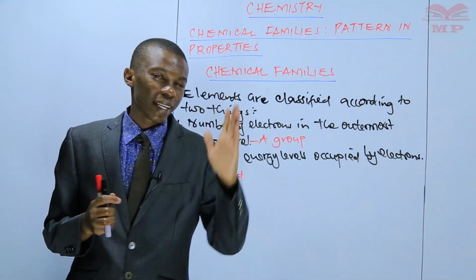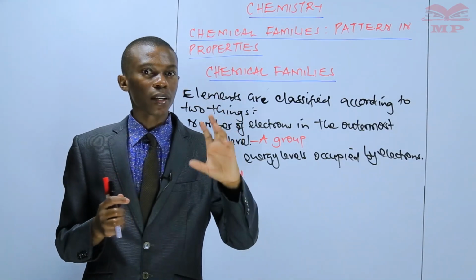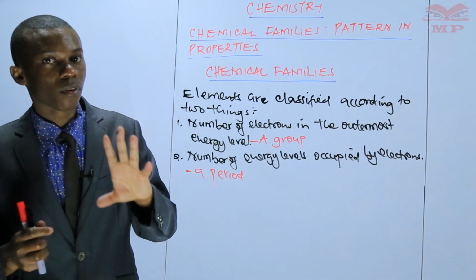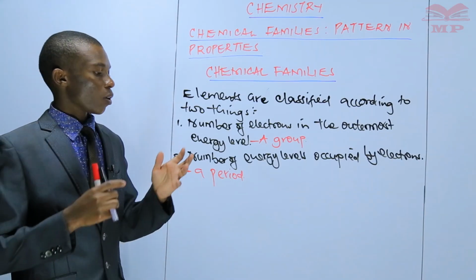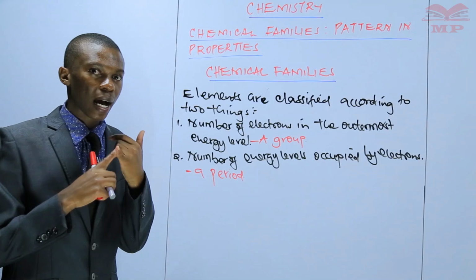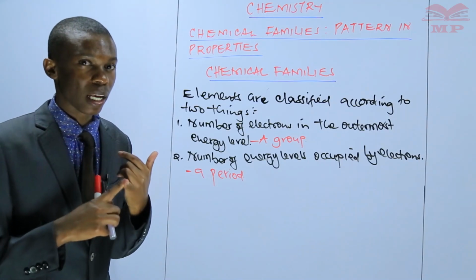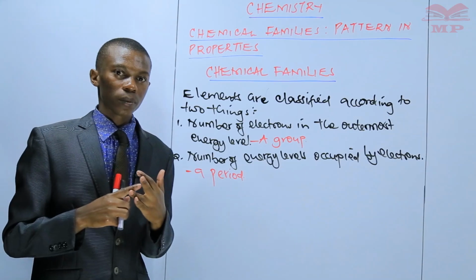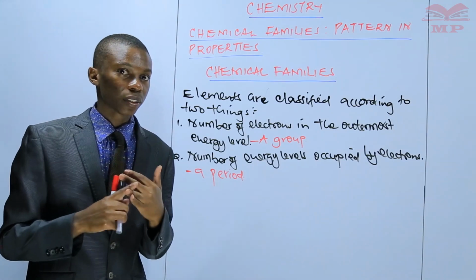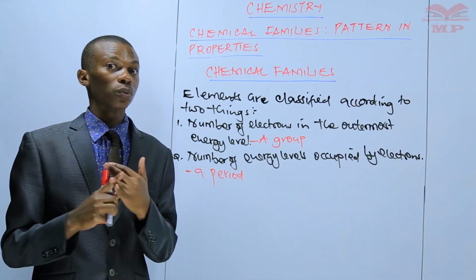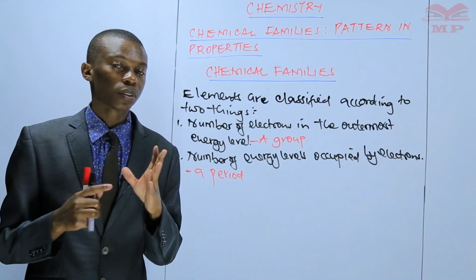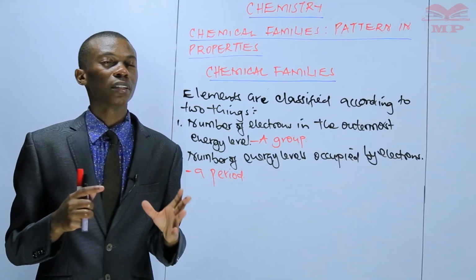So there are around 8 chemical families, but here we are going to measure on only 4 chemical families. The first one will be alkali metals, that is group 1 elements. Second, we have the alkaline earth metals. These are group 2 elements, which is another chemical family.